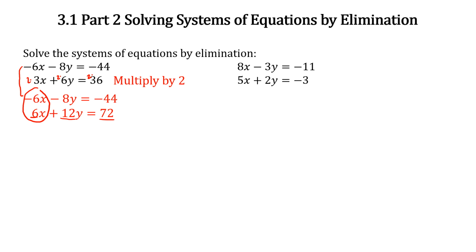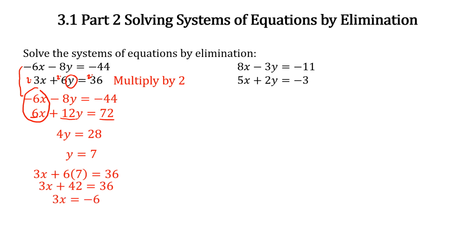And -8 plus 12 is 4. -44 plus 72 is 28. Divide by 4, y is 7. I plugged 7 back in here just because I like all the positive numbers, not having to deal with the negatives. But again, you could plug it into the original equation if you wanted to. I'm going to use this one. So 3x plus 42 is 36. Subtract 42. 3x is negative 6. So x is negative 2.